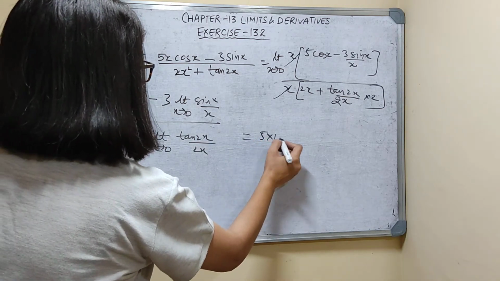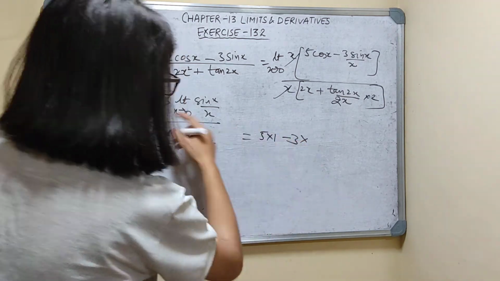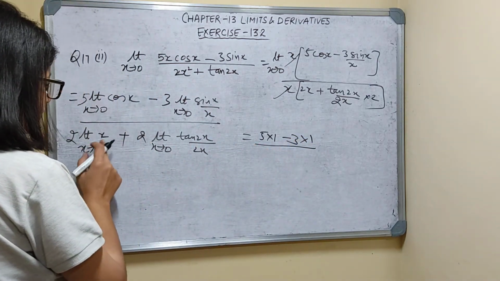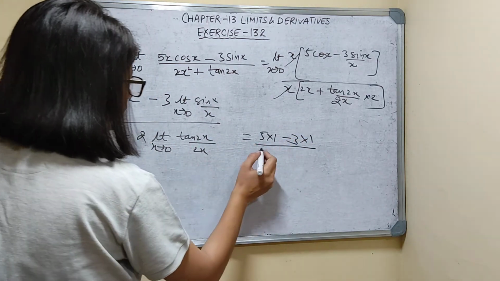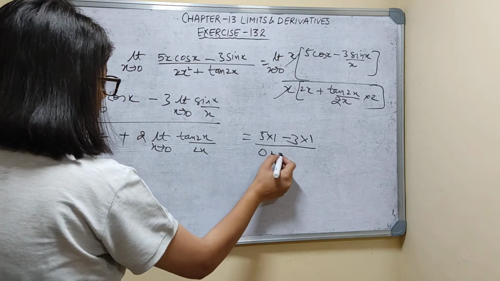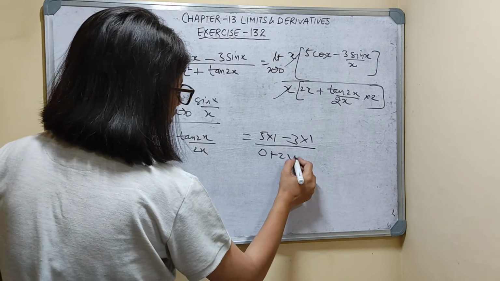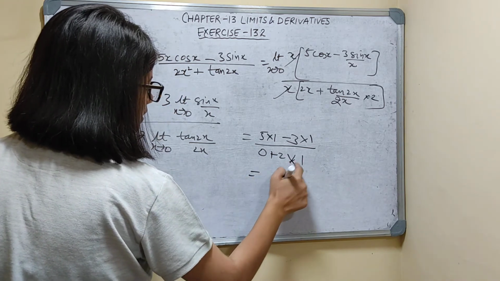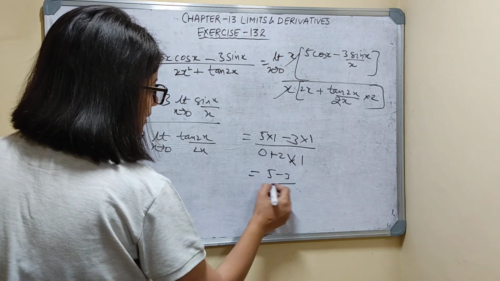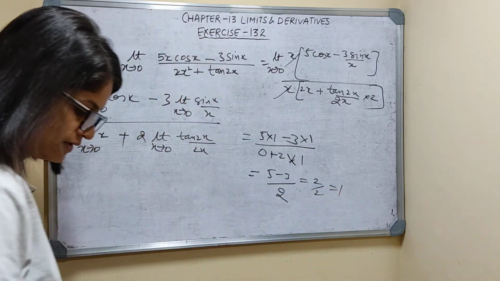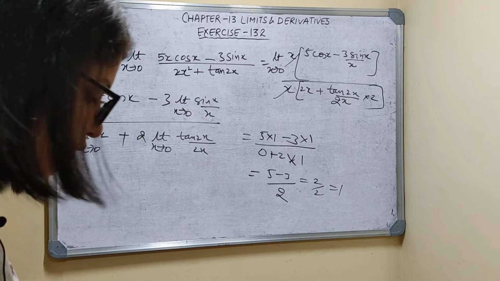So 5 into 1 minus 3 into the limit of sin x by x, that is 1, upon 2 into the limit of x, so that is 0, plus 2 into the limit of tan x by x, that is what? 1. So 5 minus 3 upon 2, so 2 upon 2, answer is 1. Now question number 18th.